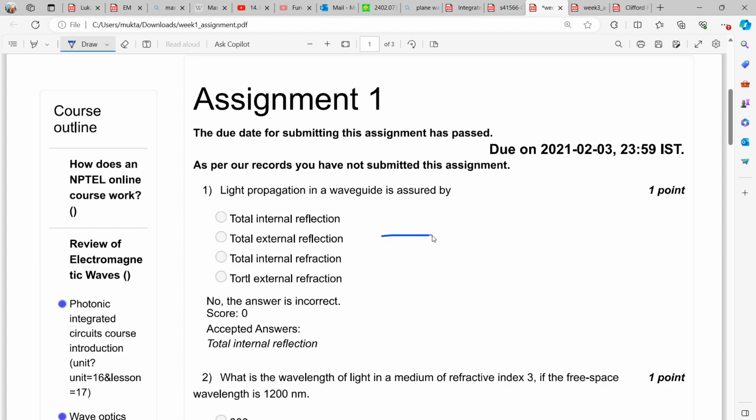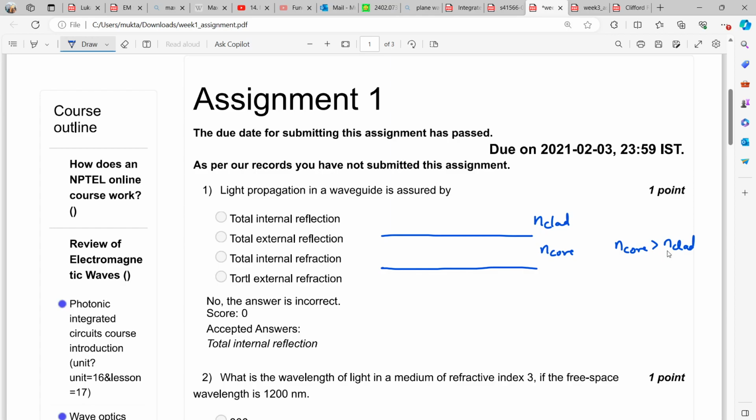So light propagates in a waveguide. So there were two conditions, right? A waveguide should have a refractive index n that is higher than the cladding. The core of the waveguide that actually guides the light should have a refractive index that is higher than the cladding. So n core, n clad, and we know that n core should be greater than n clad.